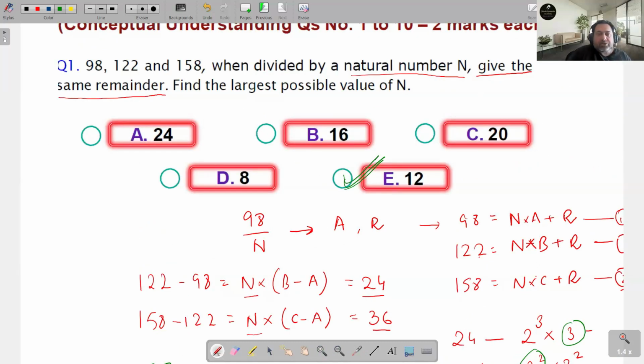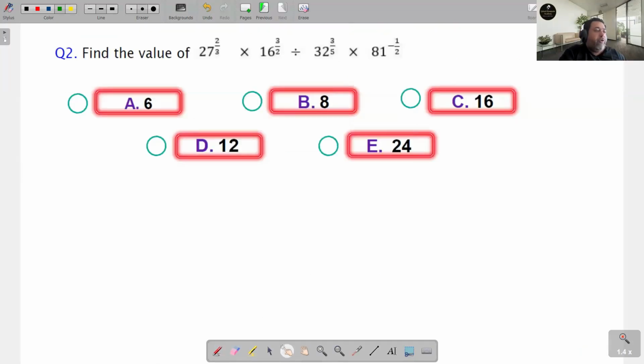Let's look at the next question. Question 2. Find the value of 27 raised to the power 2 by 3 times 16 raised to the power 3 by 2 divided by 32 raised to the power 3 by 5 into 81 raised to the power minus 1 by 2.